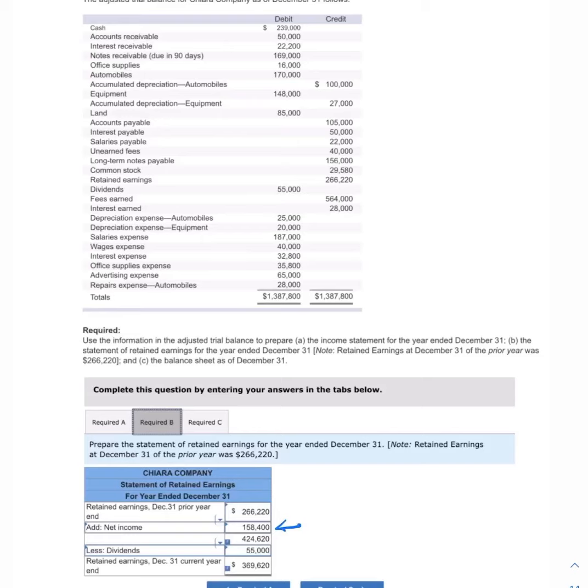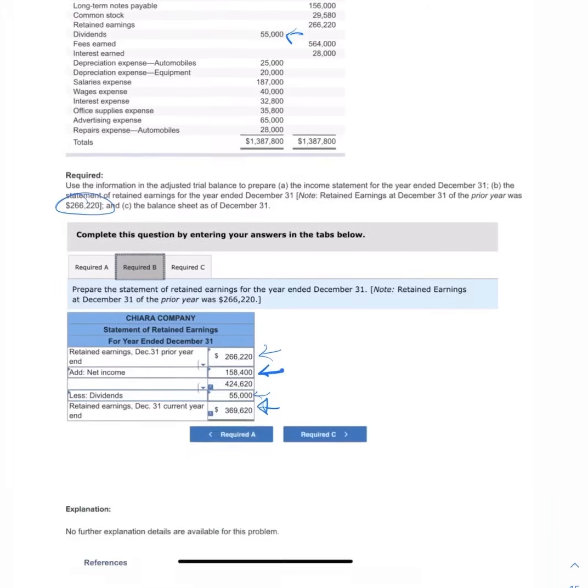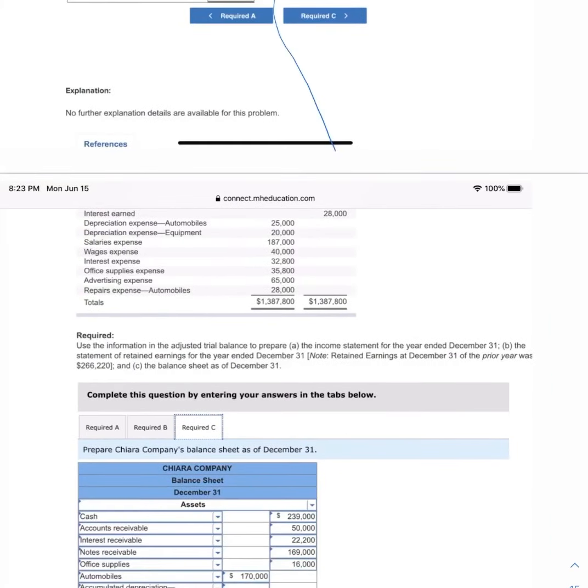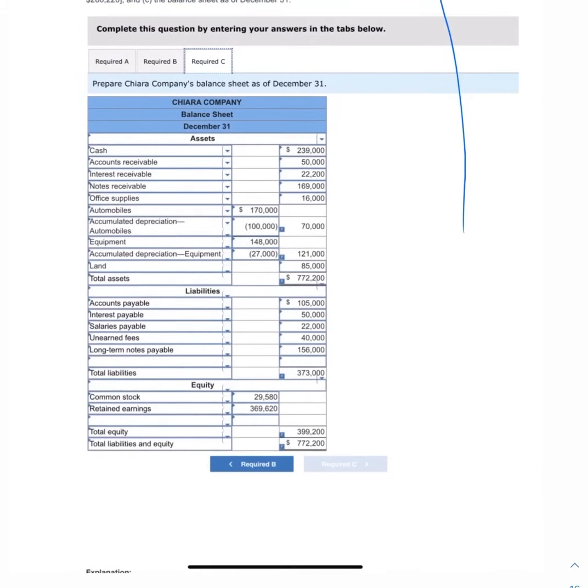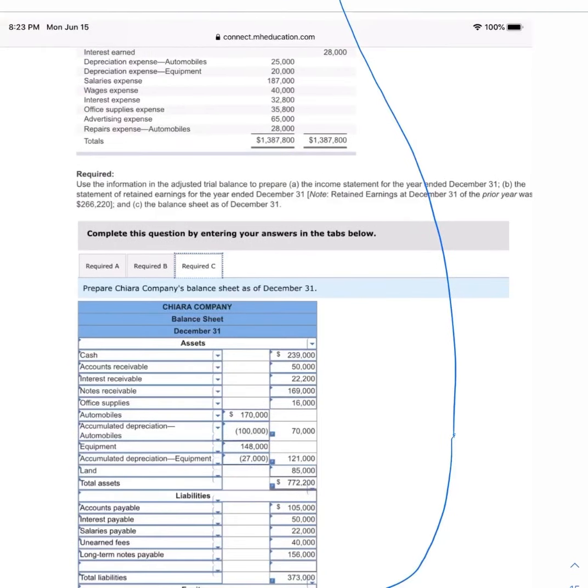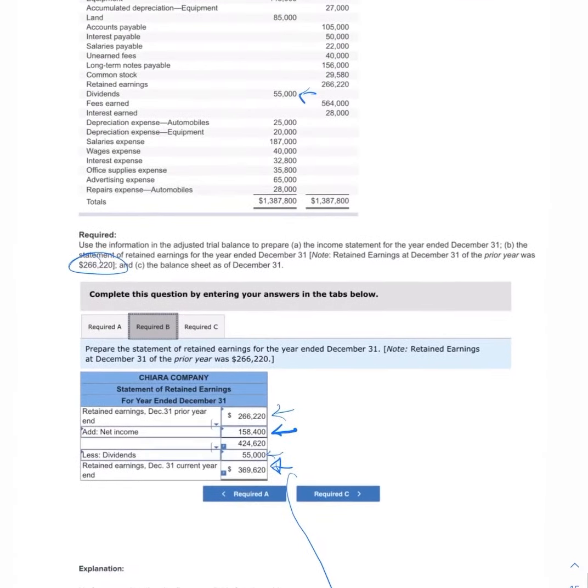Your beginning retained earnings balance was 266,220. That drops right there. You then back out the dividends that we have for this year of $55,000 right there. And that gives you the ending retained earnings balance of $369,620. That $369,620 then will fall into this bottom piece right there. And the rest of these accounts simply pull from the table above.